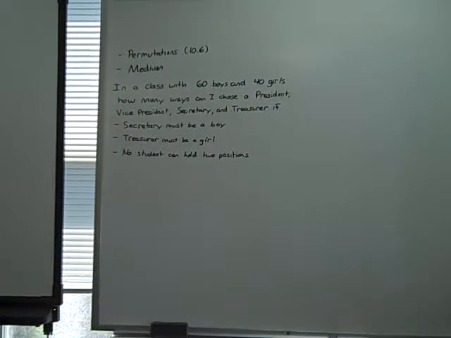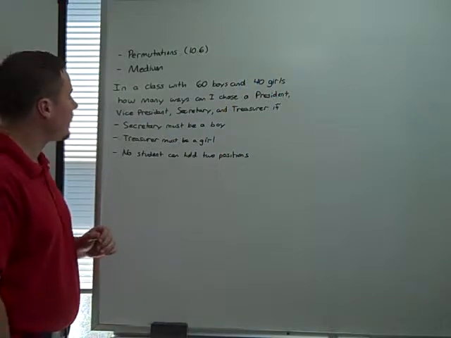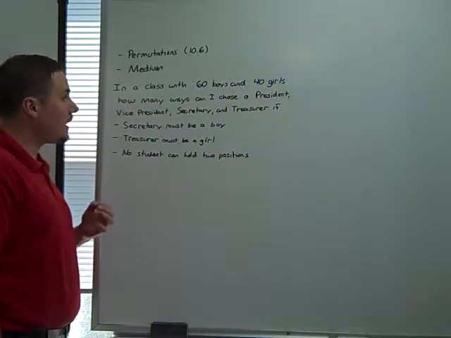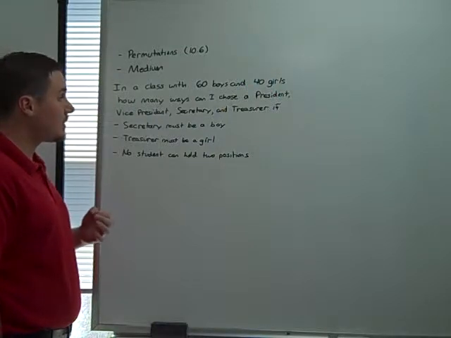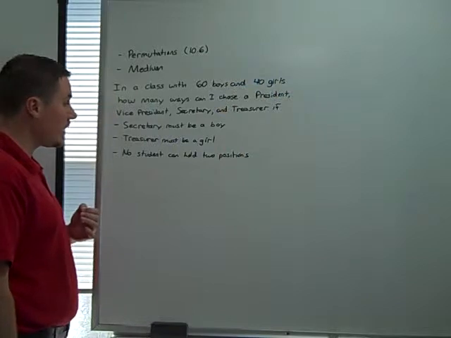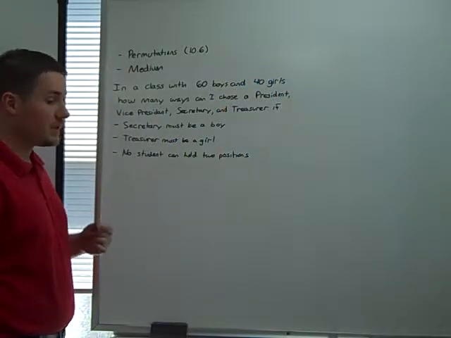Alright, for our next problem on permutations at the medium difficulty level, I'm going to take it straight from the book. In a class with 60 boys and 40 girls, how many ways can I choose a president, vice president, secretary, and treasurer if the secretary must be a boy and the treasurer must be a girl? Further, no student can hold two positions.